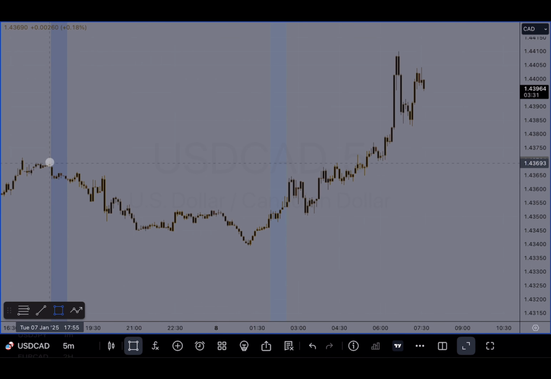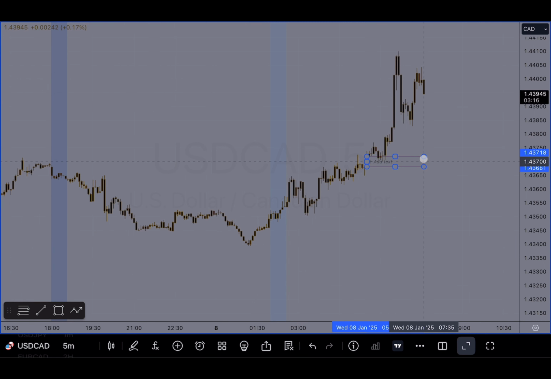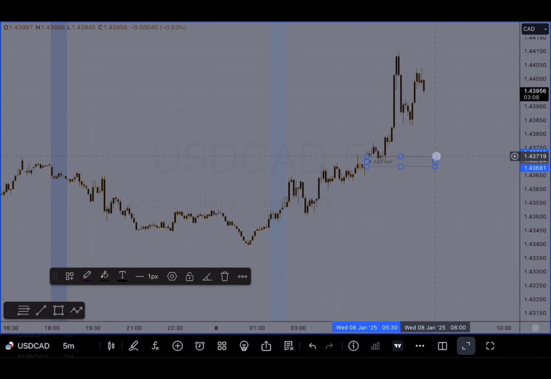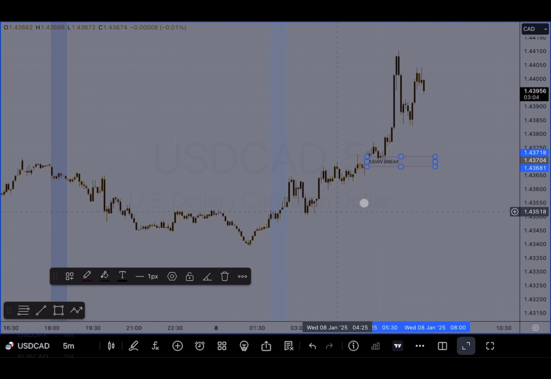And look at this, you guys, the high end of our range on the initial balance in the Asian session is not broken until 5:30 in the morning, you guys. Imagine that. And we can have that drawn out to the future. We're just gonna leave it at 8 because that is when the New York initial balance will open. We can have this as the Asian break inside of the London session, you guys.